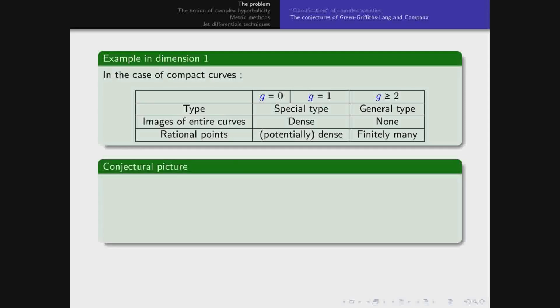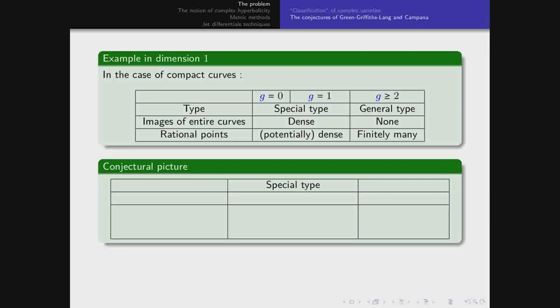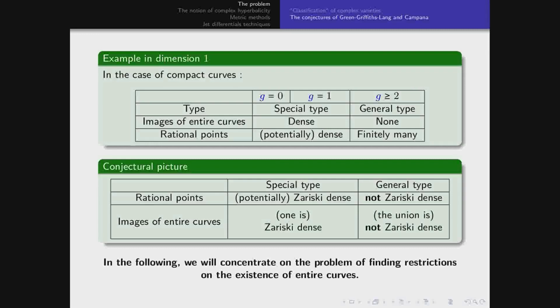And so, if I recall what we said about the conjectures of Green, Griffiths, Lang, and Campana, well, I can write the following table. So we expect that we have potential Zariski density of rational points in the special type case, and non-Zariski density in the case of general type, and for the case of entire curves, well, we have the same thing. And so in the following, we will concentrate on this part of the table, namely trying to find restrictions on the images of entire curves inside varieties of general type.